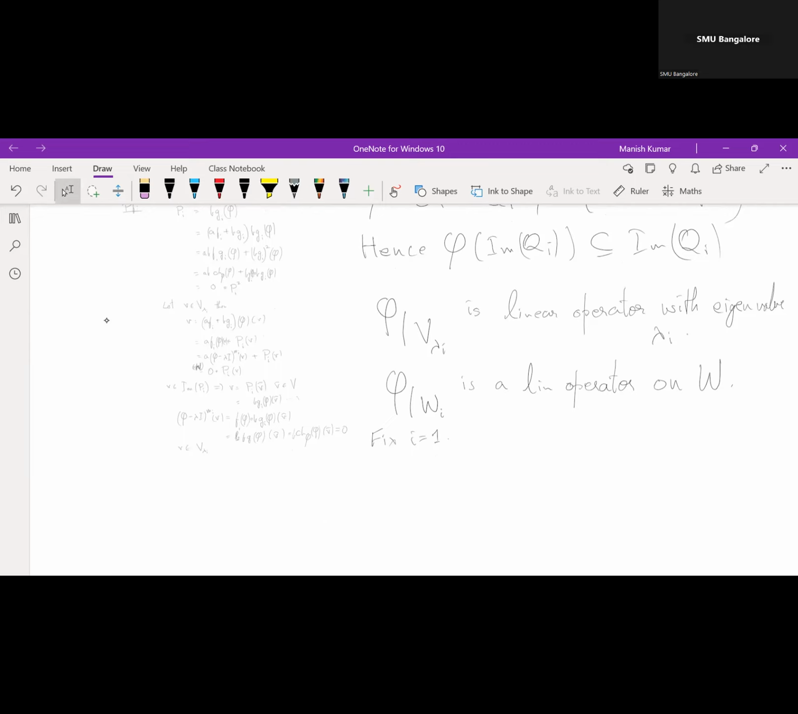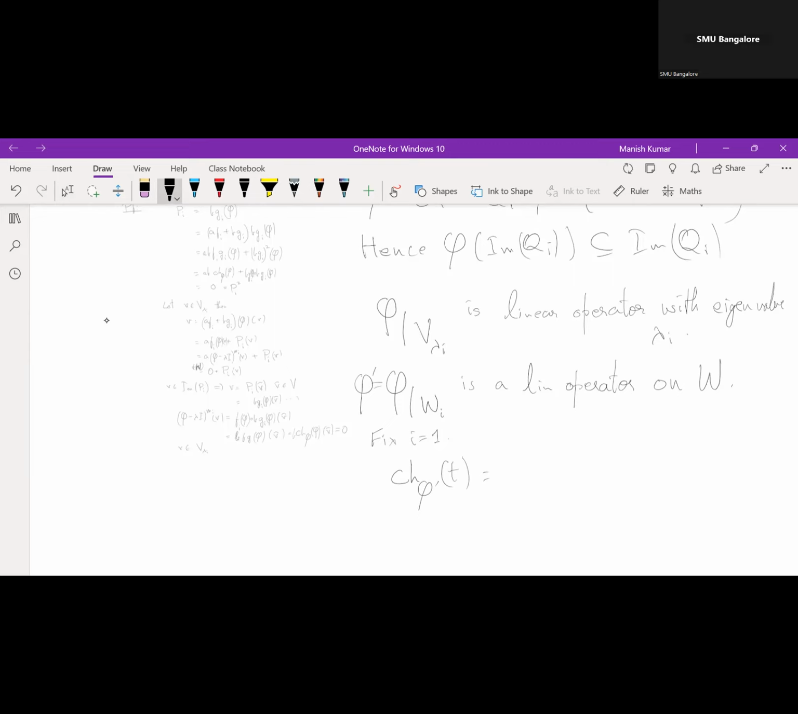So here is what happens. Now you look at the characteristic polynomial. Let's call this phi prime. So the characteristic polynomial of phi prime in T is going to be what?